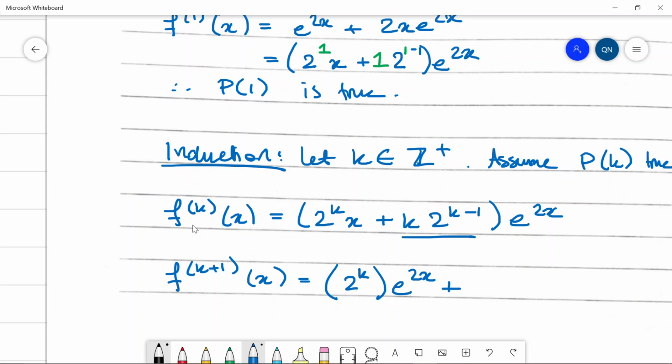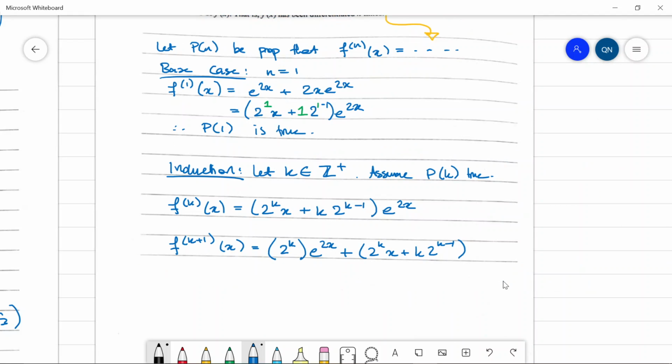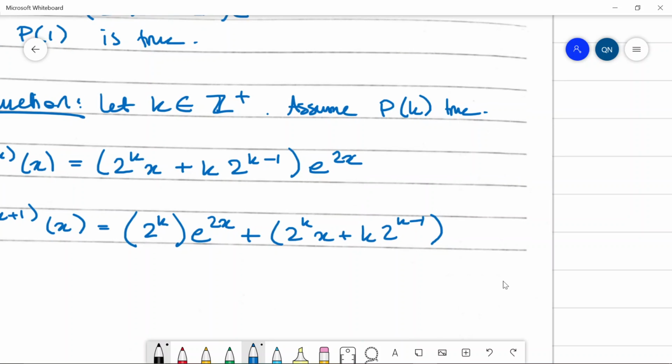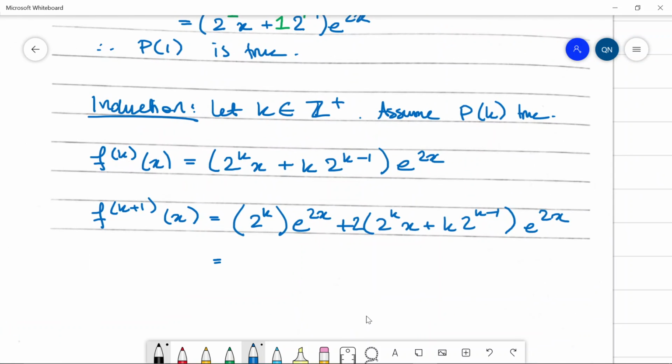And then you have plus, you keep this thing over here. You keep it, and then you differentiate the e to the 2x. So what happens if you keep it? It's just 2 to the k x plus k 2 to the k minus 1. And then you differentiate the other part, which is just going to give you 2 and then e to the 2x. I'm going to put the 2 out over here. And then we have e to the 2x. Okay, and now I guess we can just distribute everything. So we can factor e to the 2x to the very back as well. So e to the 2x, and then we're left with 2 to the k.